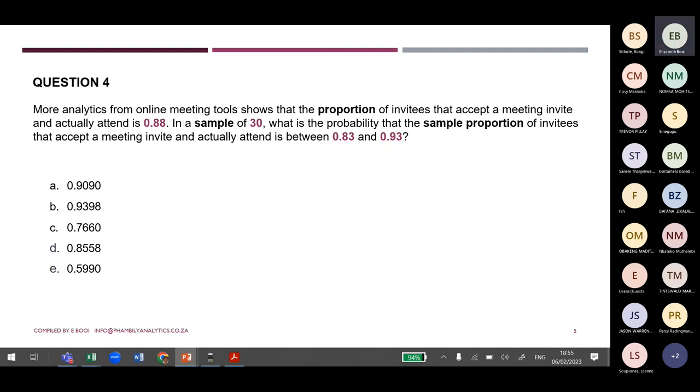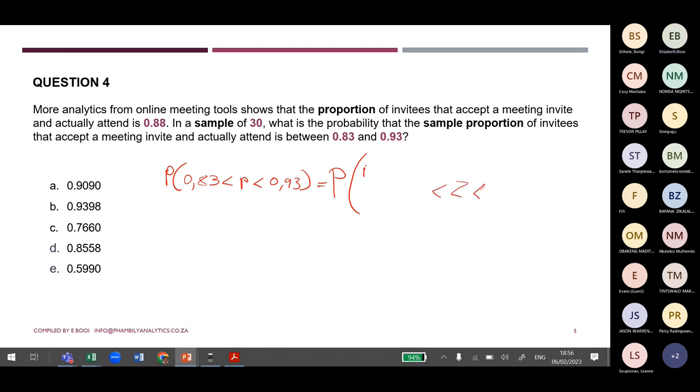0.93. Also, we're still in the sampling distribution, so you go and look for the formula that deals with proportions. Remember, if they didn't give you the sample proportion, you will have to calculate it. In this instance, they did give you your sample proportion. It's between two values, 0.83 and 0.93. Since it is between, you're going to say the probability that 0.83 is less than your sample proportion, less than 0.93.